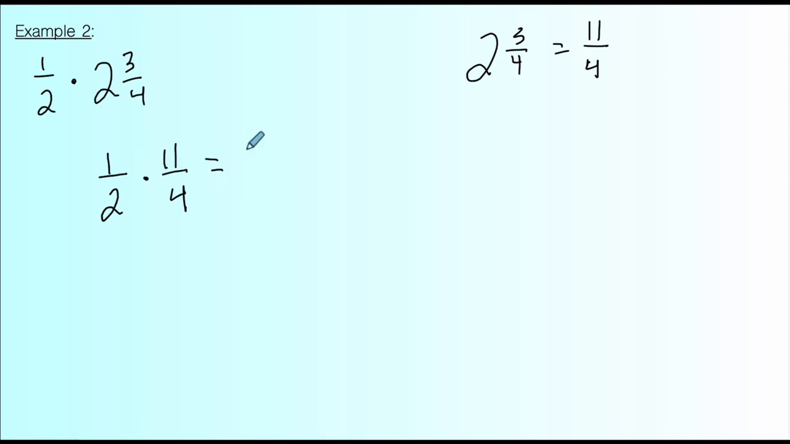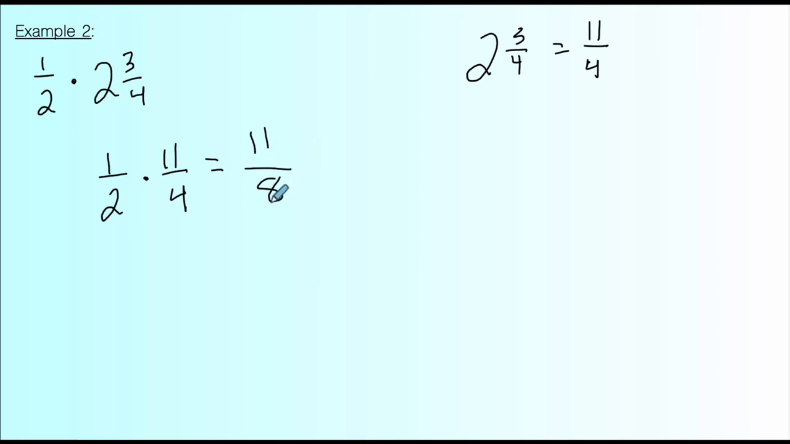1 times 11 is 11, and 4 times 2 is 8. 11 eighths. And that's an okay answer. We can make it better by simplifying this. And when I say simplify, I mean now we're going to undo what we did up here. We're going to take this improper fraction and put it into mixed form.